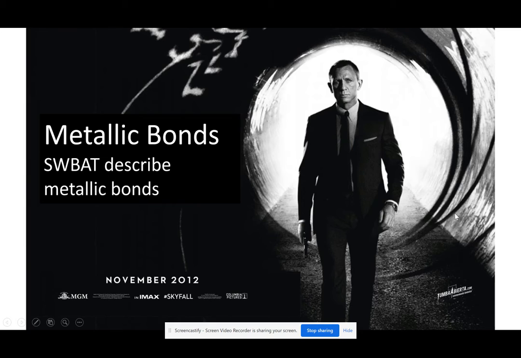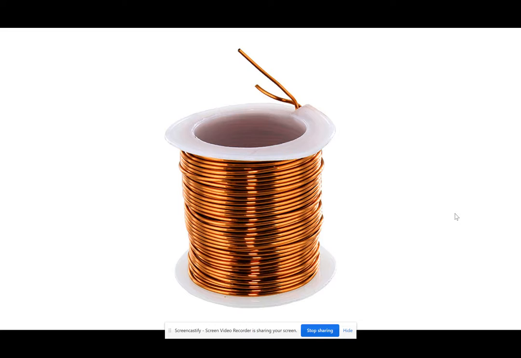But today, we are learning about a different kind of bond, metallic bonds. And metallic bonds are really important because they are so important for so many materials that we use. One example is copper wire. Without copper wire, we wouldn't have electricity. The reason why copper wire has the properties that it has, it can be pulled into wire and it can conduct electricity, is because of its metallic bonds.